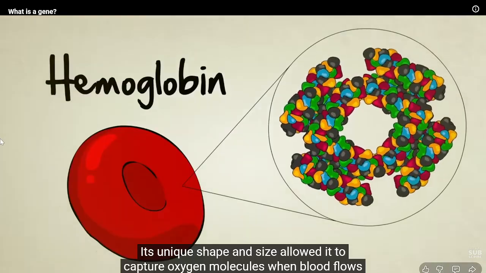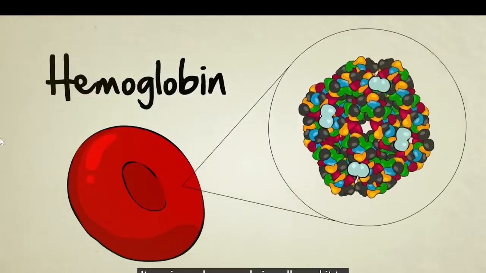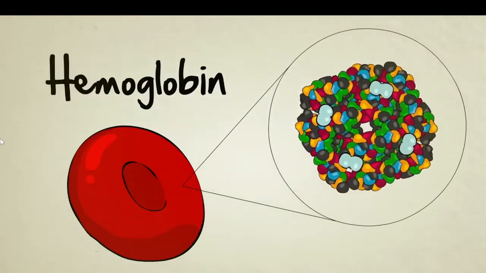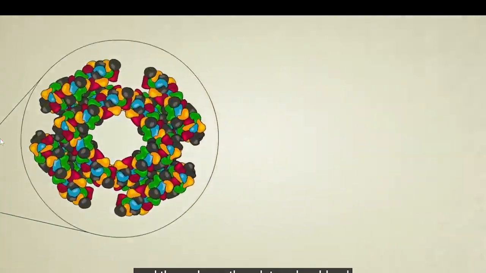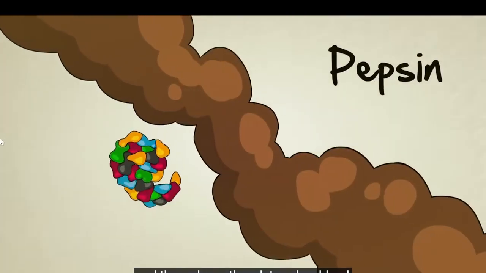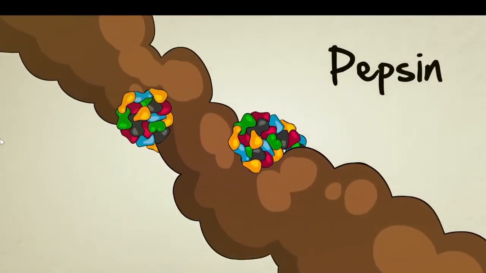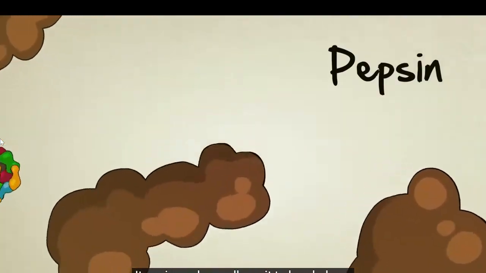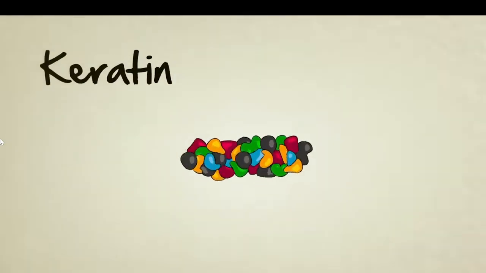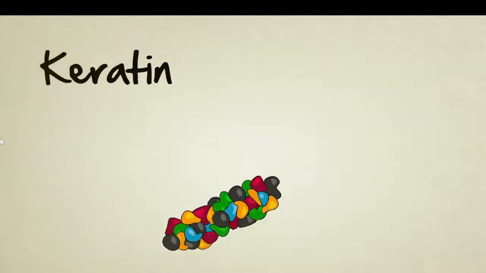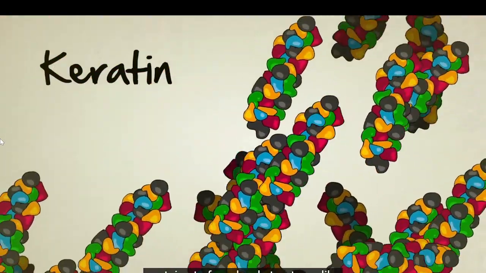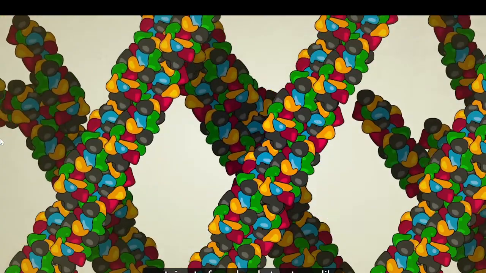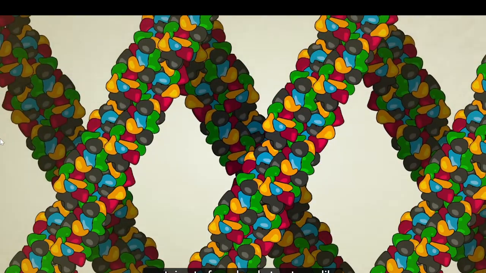Its unique shape and size allow it to capture oxygen molecules when blood flows near the lungs, and then release them later when blood flows near oxygen-starved tissues. Pepsin is a digestive protein. Its unique shape allows it to break down food inside your stomach so it can be absorbed by the body. Keratin is a structural protein. Its unique shape and size allow it to link together with other keratin proteins to form hard structures like fingernails, claws, and beaks.